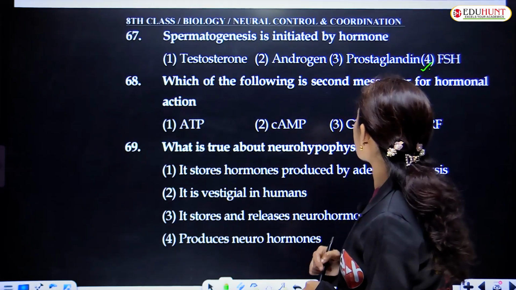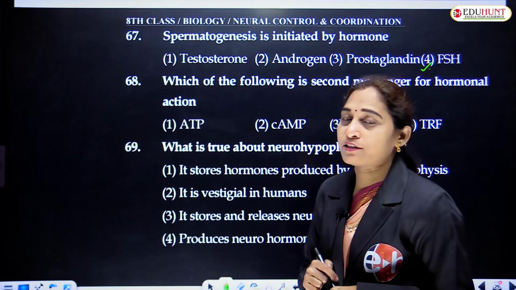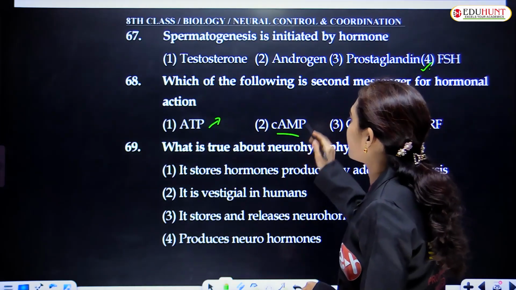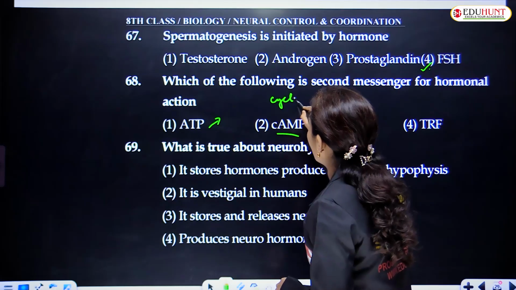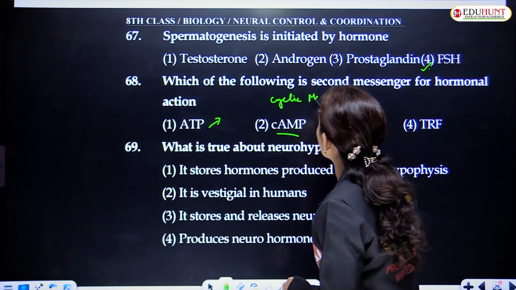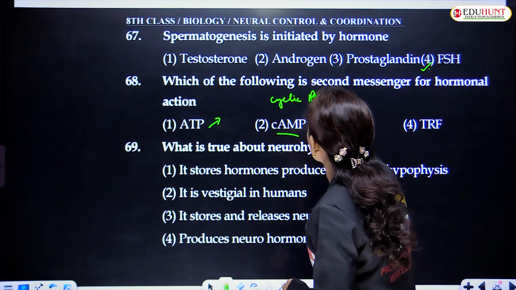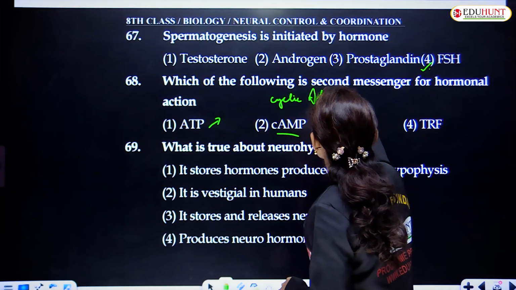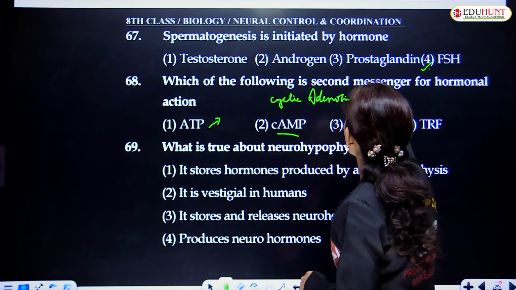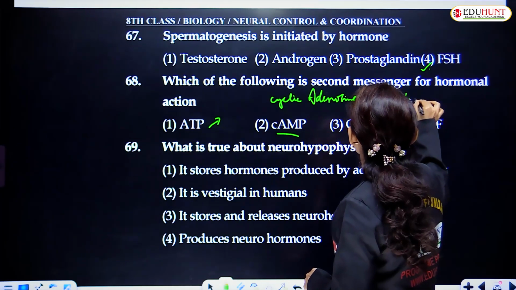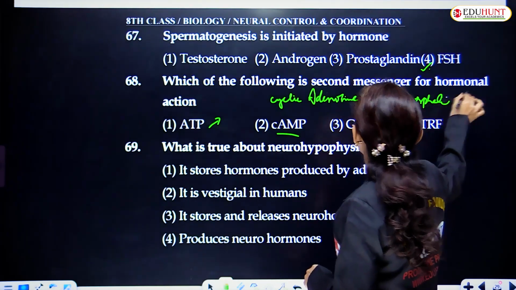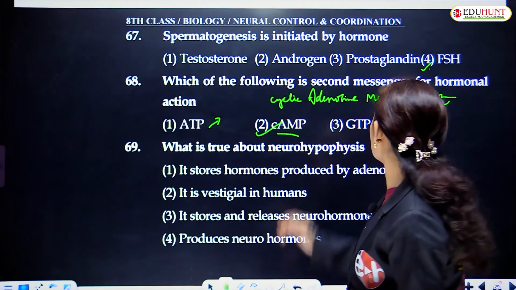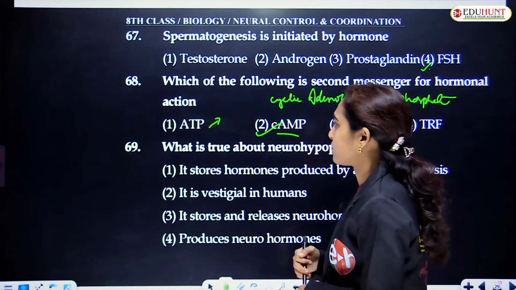Which of the following is second messenger of hormonal action? Among ATP, it is the energy, and cAMP, this is cyclic adenosine monophosphate, cyclic AMP. This is the second messenger. GTP and TRF, they are not the second messengers.